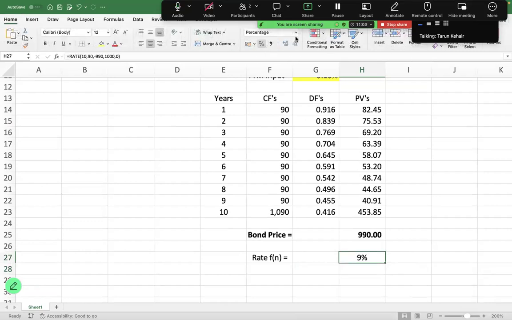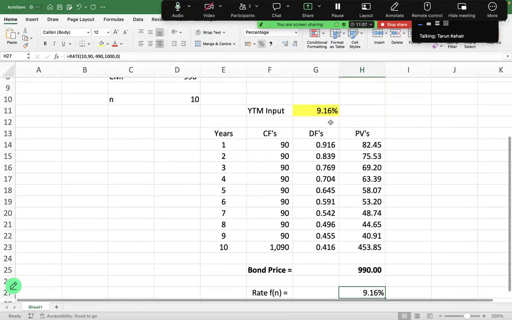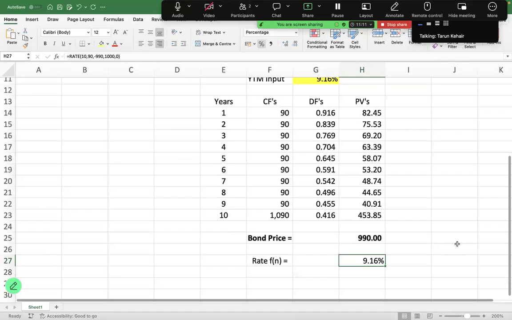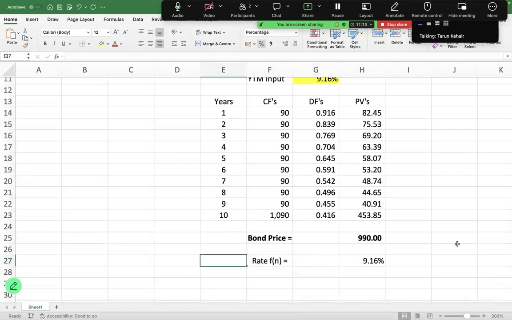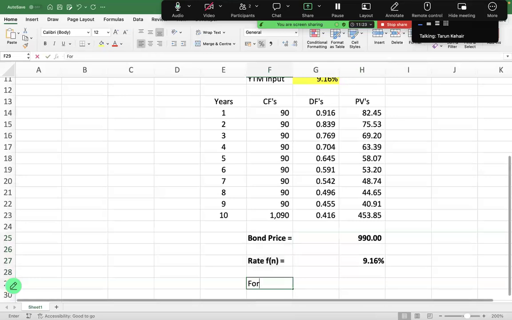So now if you look here, I get 9.16%, which is the same as this number. So this is another way in which you can find out the YTM. And the third way to do it is using the formula.